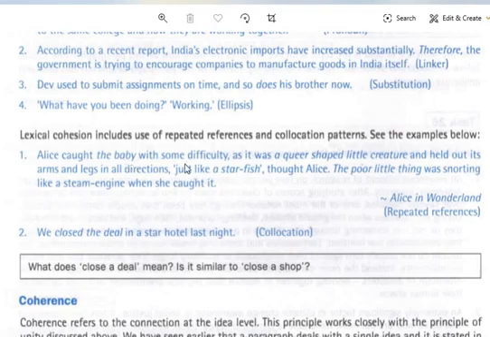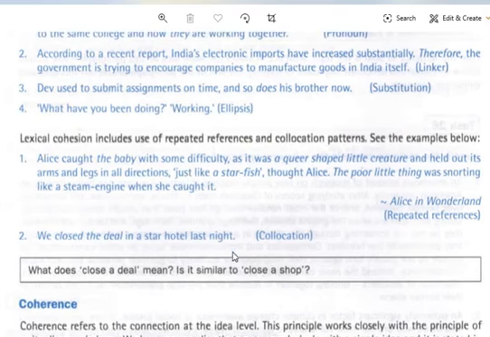So, usage of synonyms, and also collocations. Collocations, you have an idea. Collocations are nothing but groups of words which go together, like heavy rain, strong coffee, feel free, get prepared. Two words which go together and sound natural are collocations. Here: we close the deal in a star hotel last night. What is the collocation? "Close the deal." Such collocations can also be used as linkers, or as cohesive devices.